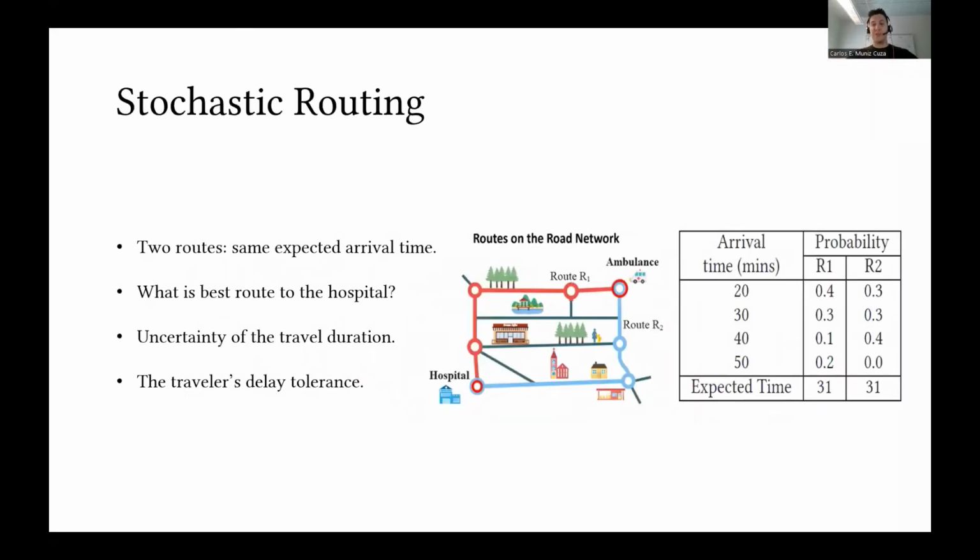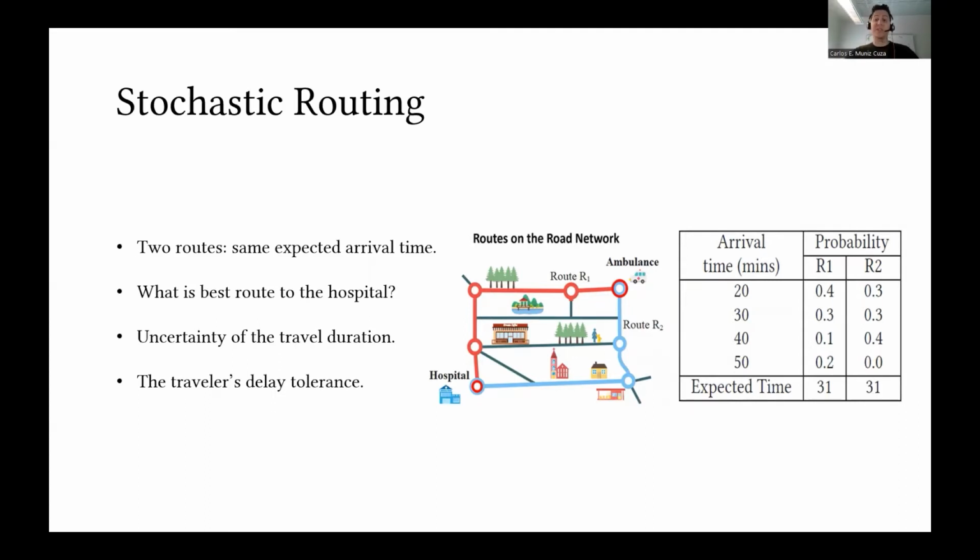As motivation, let's assume we have an ambulance that needs to arrive as soon as possible to the hospital. The driver has two options, both with the same expected arrival time, route 1 and route 2, as shown in the table. The table shows the probability to arrive at 20, 30, 40, and 50 minutes for each route. However, what is the best route? Well, that depends on the uncertainty of the travel duration and the traveler's delay tolerance. For example, if the driver needs to arrive at 40 minutes at most, then route 2 guarantees this arrival time, while route 1 has a 20% chance to arrive at 50 minutes.